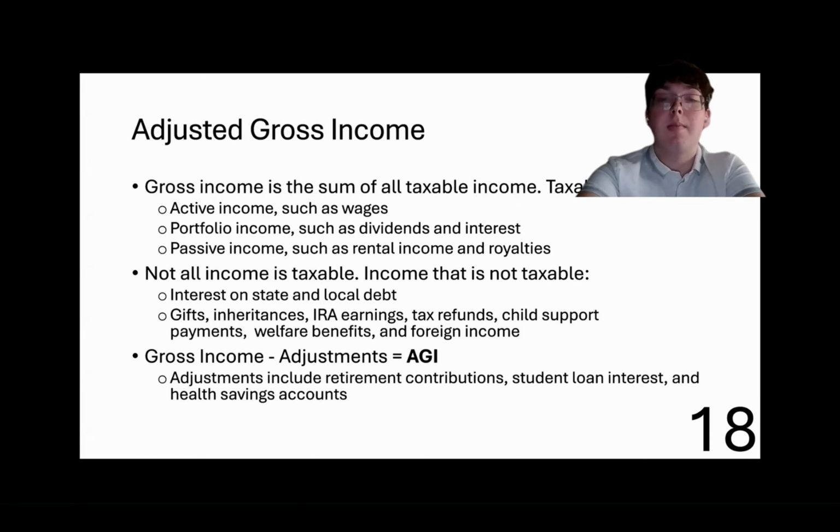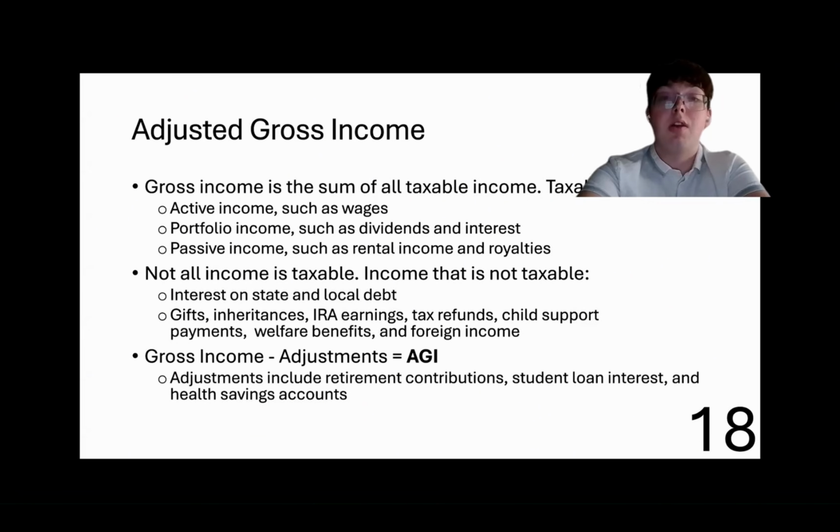In addition, gross income may include capital gains, IRA distributions, pensions, unemployment compensation, and taxable Social Security benefits, but not all income is taxable. Tax-exempt incomes include interest on state and local bonds, gifts, inheritances, child support payments, certain welfare benefits, and some foreign income. Key point, gross income only includes taxable sources.